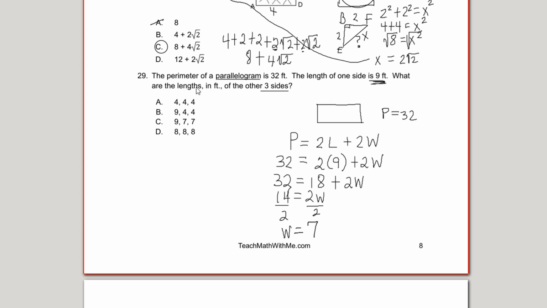So it asks for the lengths in feet of the other 3 sides. So don't forget, one of those side lengths is 9. We're going to have another side length to be 9, and then we just found these sides to be 7. So we're looking for the combination of 9, 7, 7, which is C.